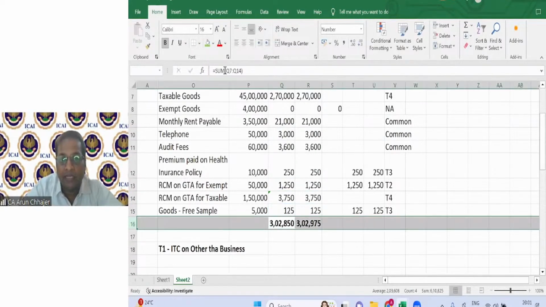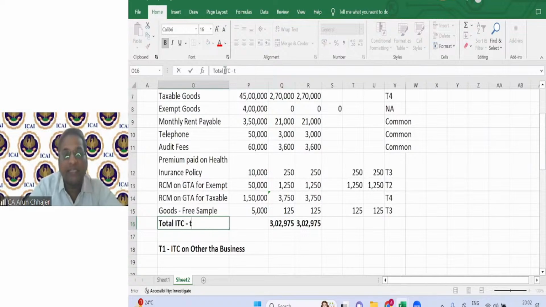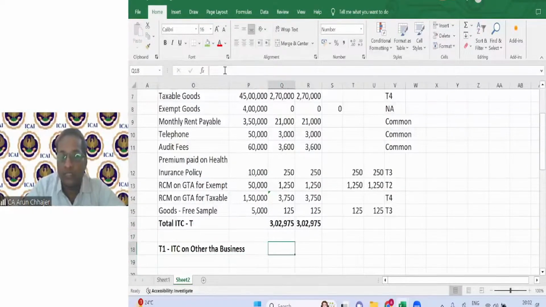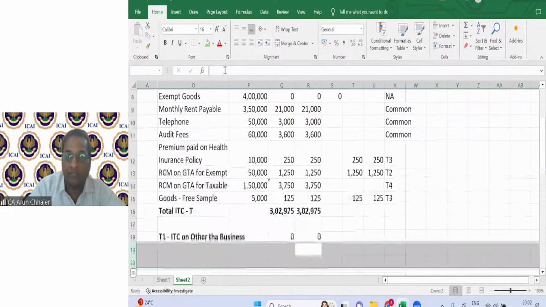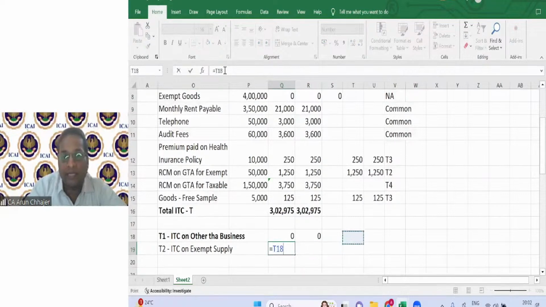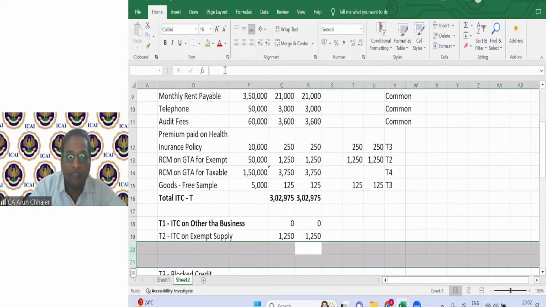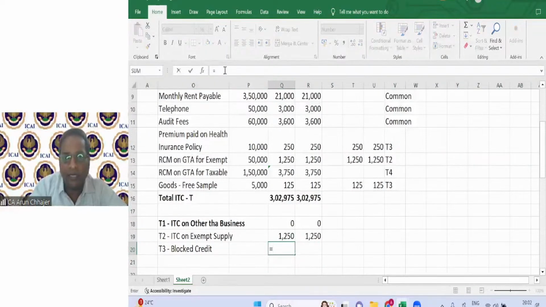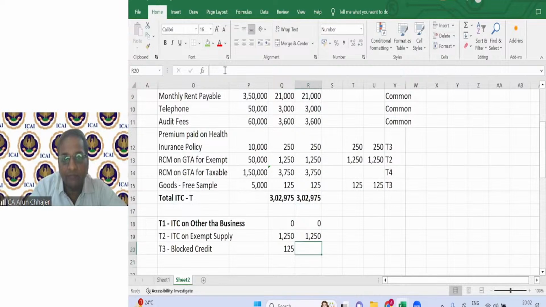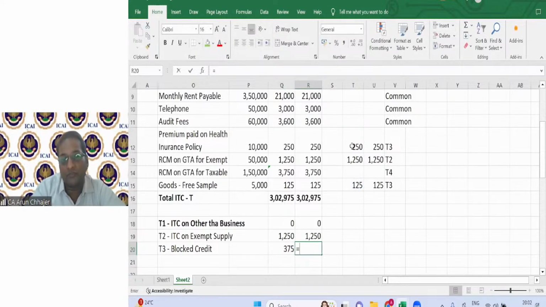So if I say my total ITC is T. How much is non-business? Nothing is non-business because it has not been given in the question. What is the ITC on the exempt supply? That RCM, I can say it is nothing but the exempt supply, which is T2. ITC on the block credit is given. One was the free sample, and is there any other block credit? We can say yes, insurance policies.